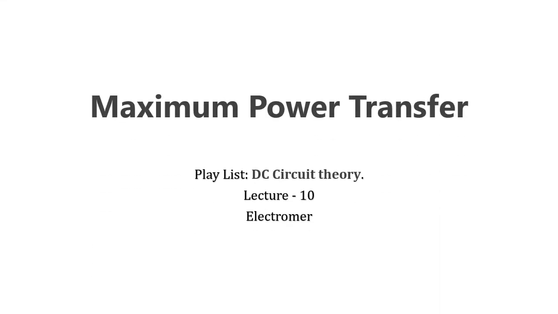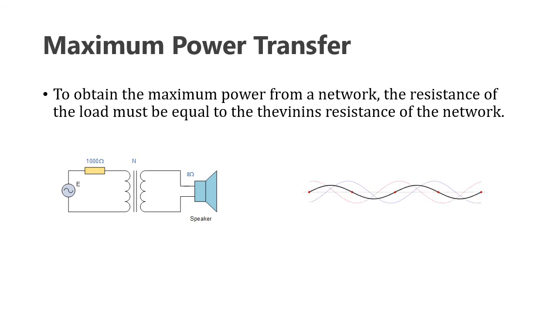Hi all, in this video we are going to learn about maximum power transfer under DC circuit theory. Maximum power transfer: to obtain the maximum power from a network, the resistance of the load must be equal to the Thevenin's resistance of the network.